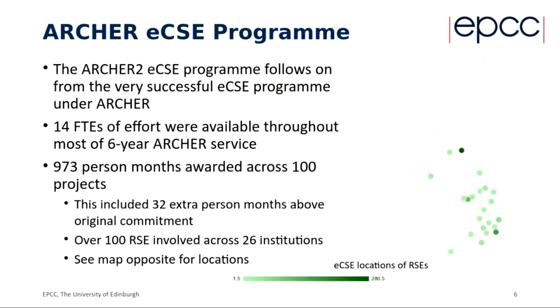There's a little map on the right that shows where they were located, and you can see the darkness of the green blob shows you how many there were. So you can see, obviously, we had quite a few up in Edinburgh, and quite a few in London, but all over the place, from Plymouth over to Belfast, York, all sorts of places.